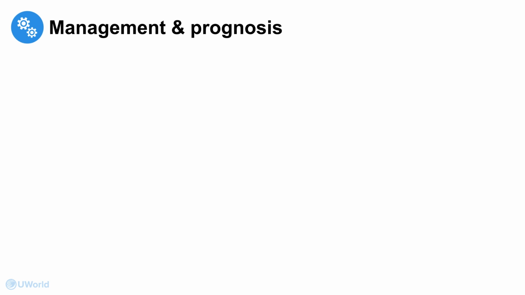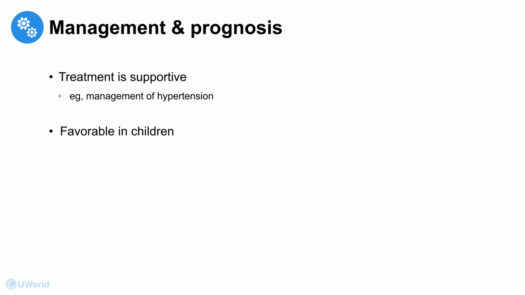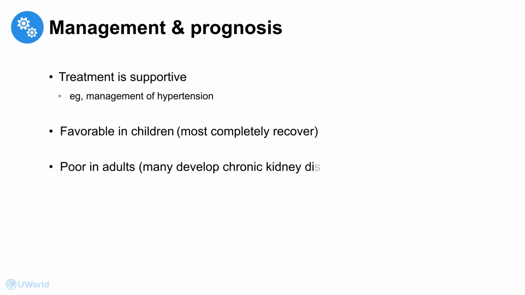Management of PSGN focuses on supportive care and treatment of complications such as hypertension. The prognosis of PSGN is generally favorable, particularly in children. The majority of pediatric patients have complete clinical recovery within weeks. However, as many as 40% of adults develop chronic kidney disease, with 10% progressing to end-stage renal disease.